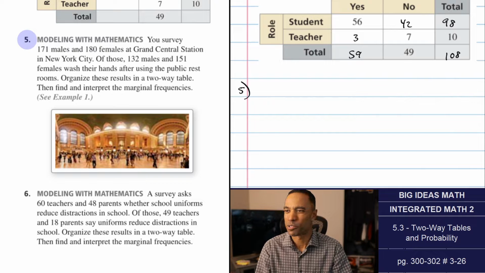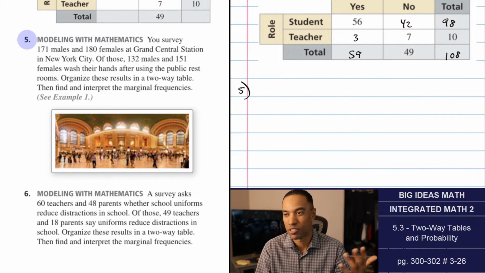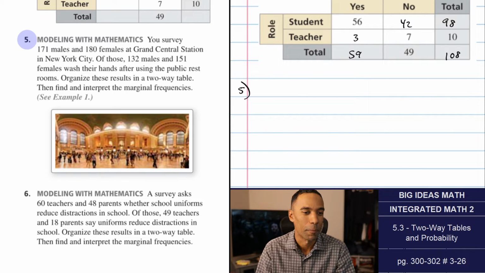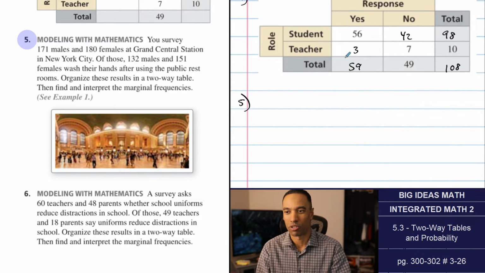That's gross. It's good that they did, but listen, I'm going to come up with the number right now. 39 males didn't. 39 females didn't. I'm already coming up with the number. Organize these results in a two-way table, then find and interpret the marginal frequencies.